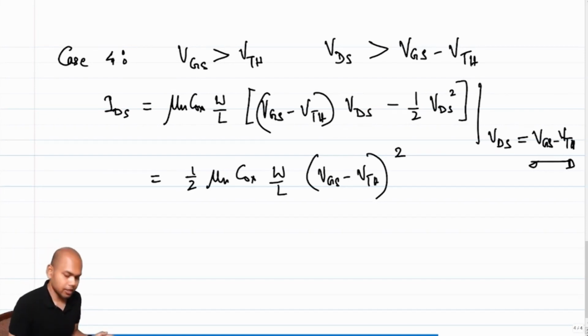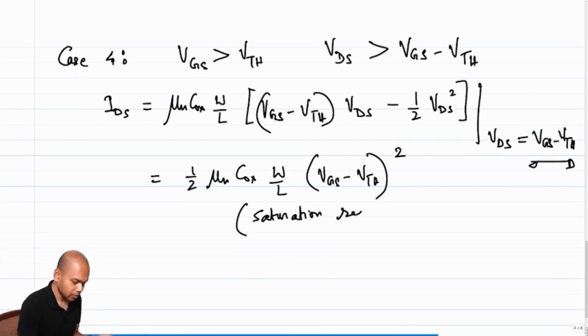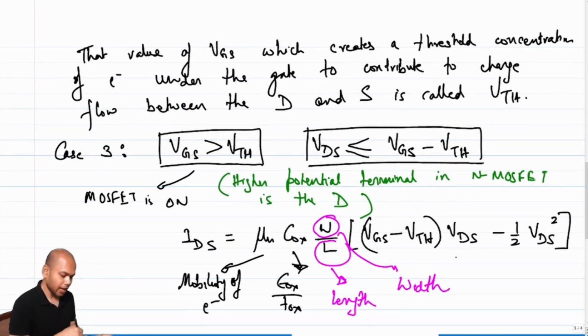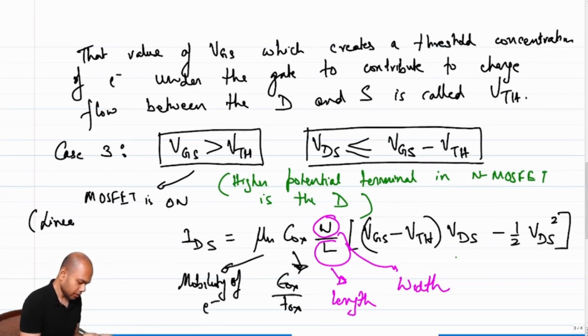The current is not increasing anymore, and hence this current equation is called the saturation region current, right? And similarly, there is a name for this current equation as well, and this is called the linear region current.